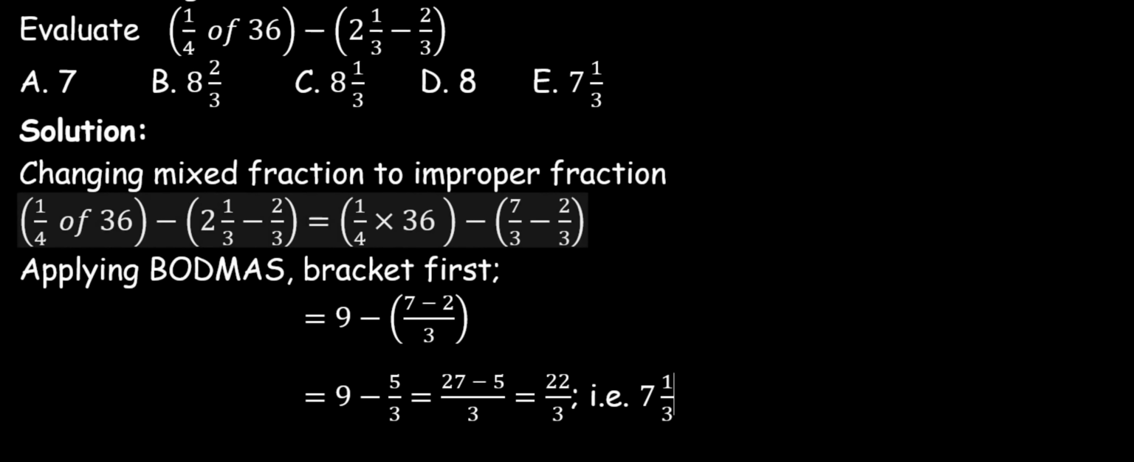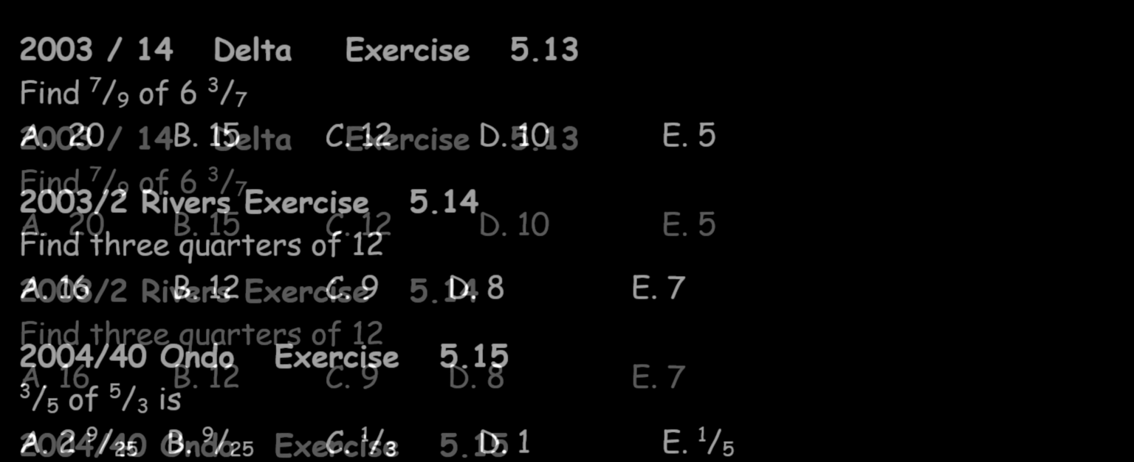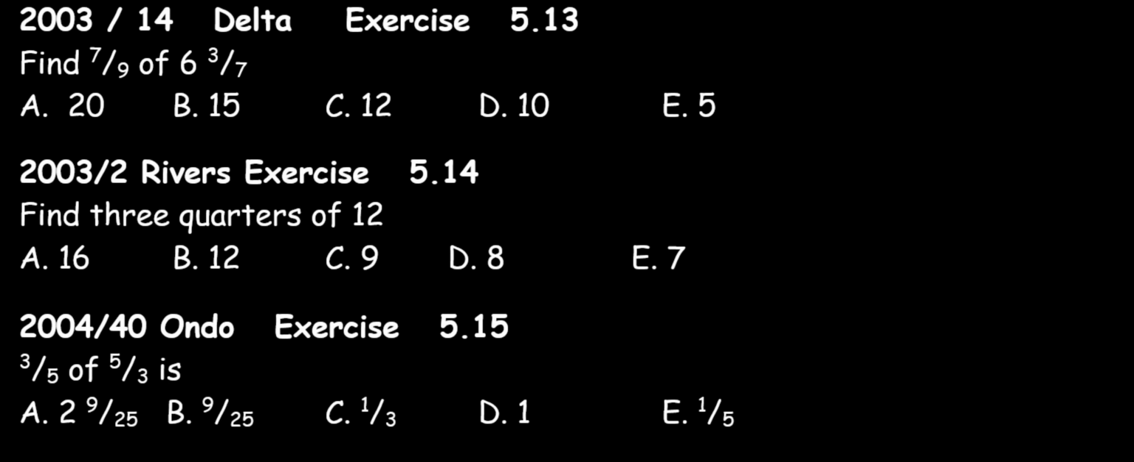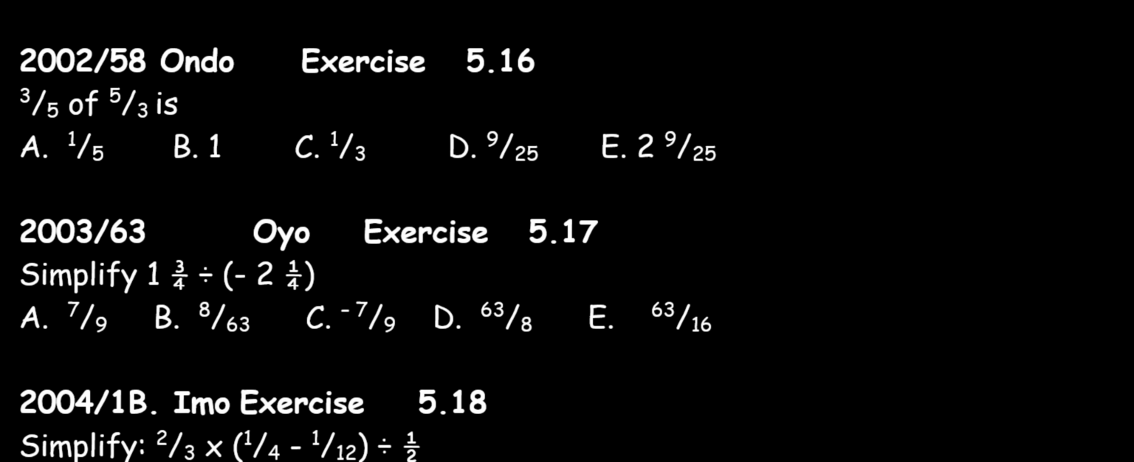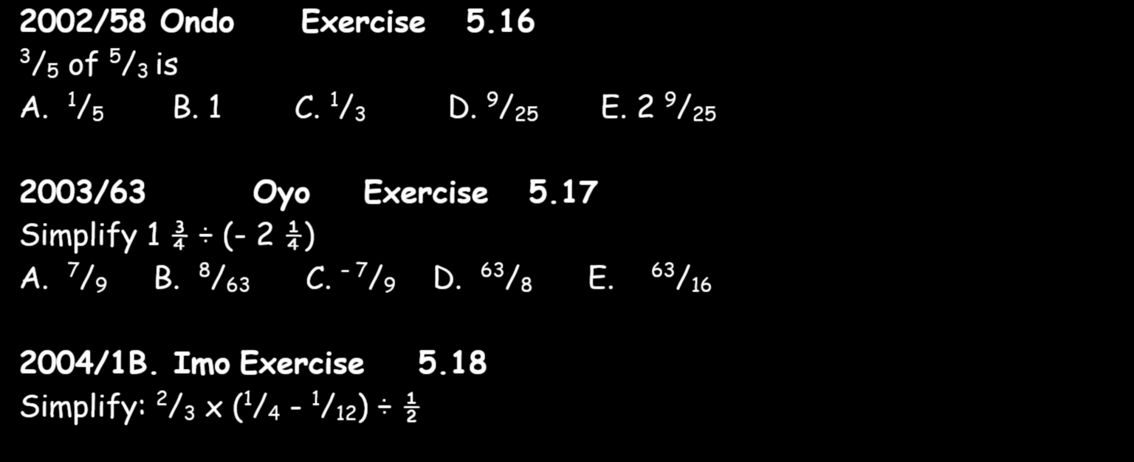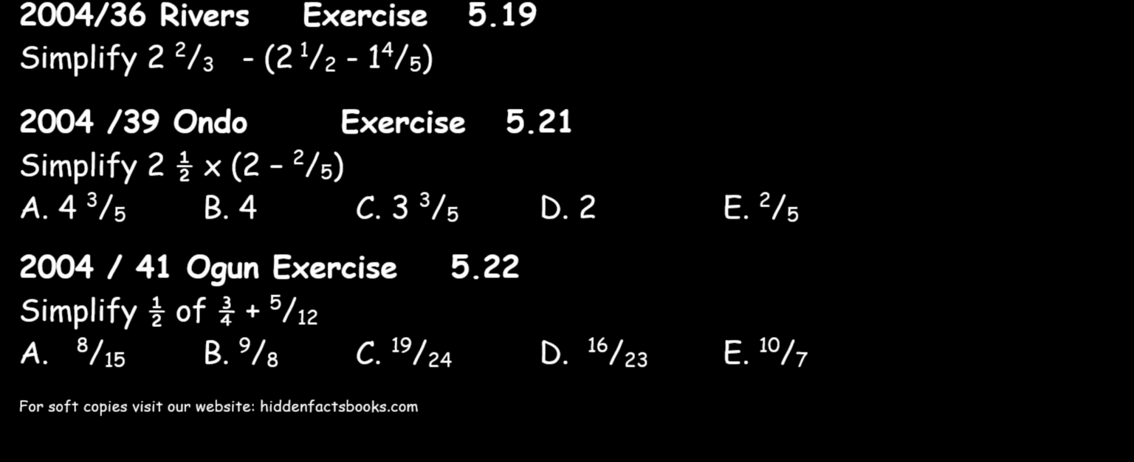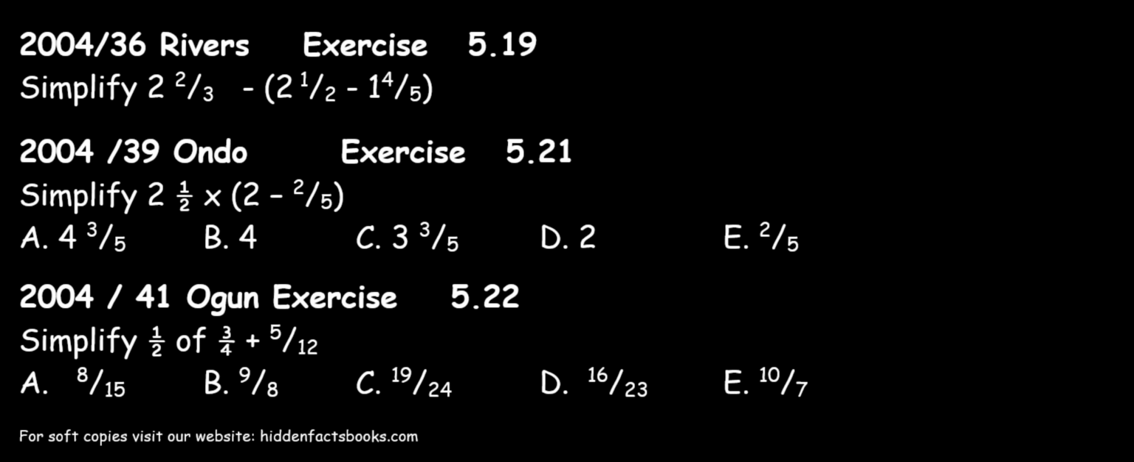We've come to the end of the examples under this subheading. Next, we have some exercises. I would advise you try your hands on the exercises on pages 33, 34, 35, 36 of the Hidden Facts in JSCE Mathematics. The answers are provided in the answer section of the book, in either the hard copy or the soft copy. Thank you.